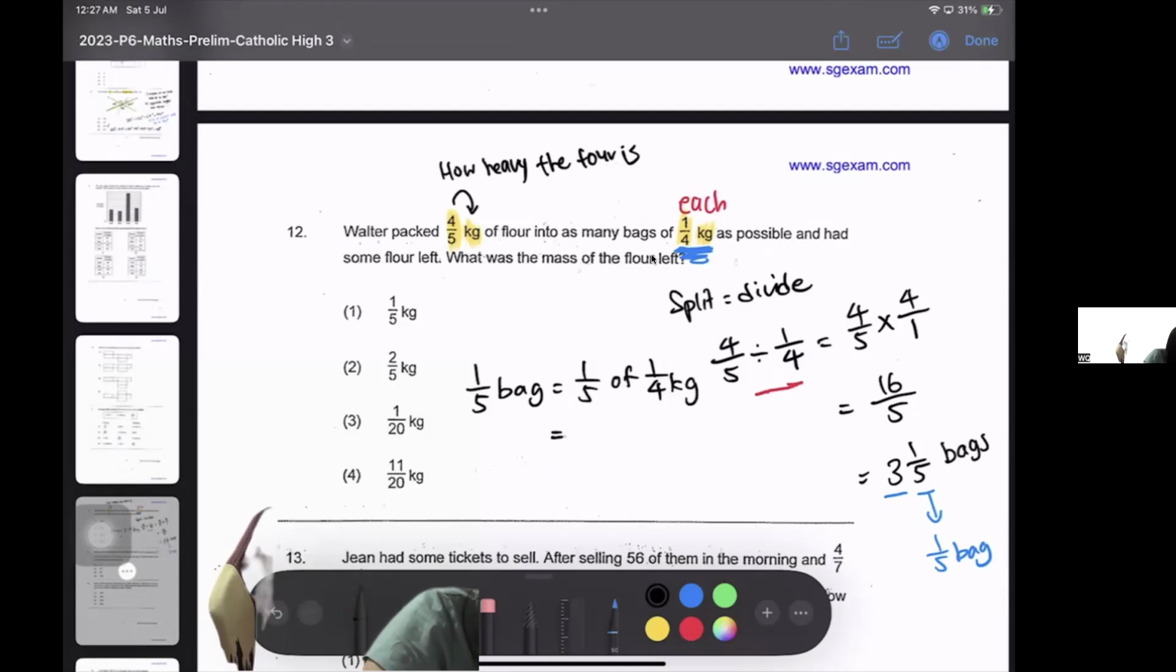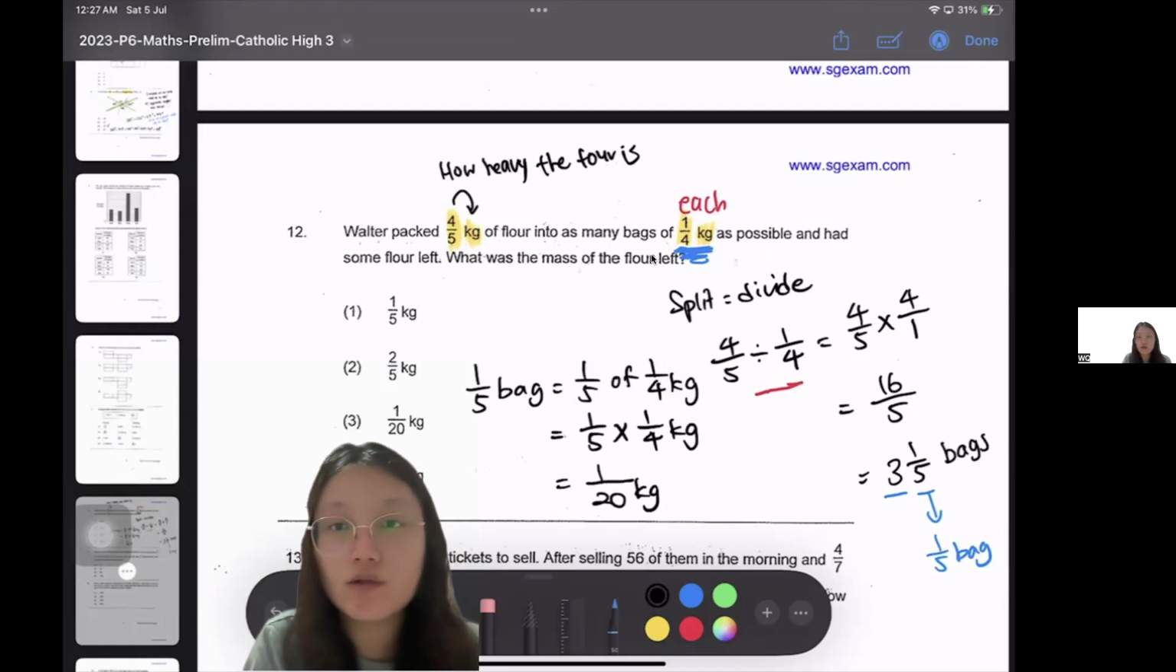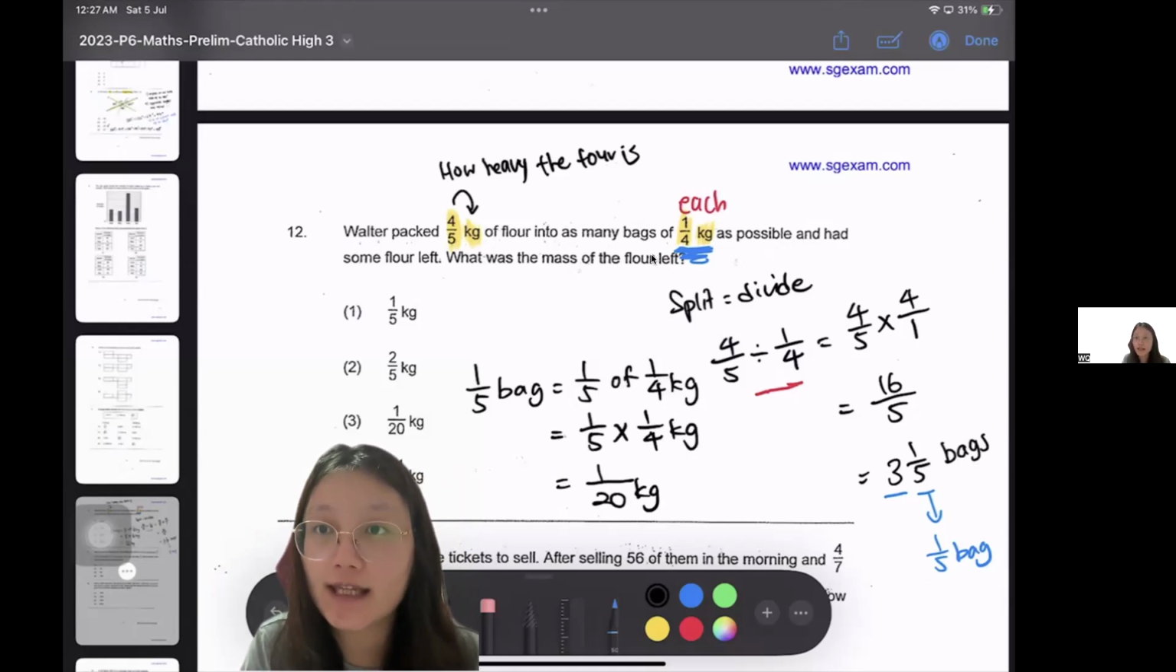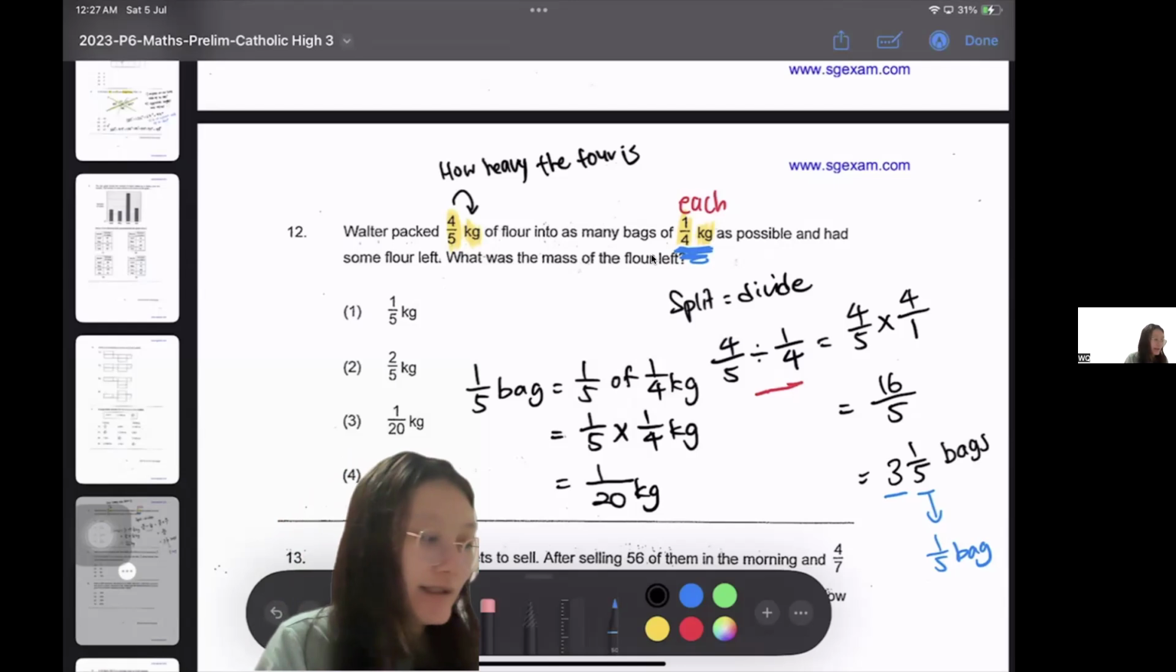So anything that is "of" is a times. So 1/5 times 1/4 kg, that is 1/20 kg. So that is your answer. This is the first way, which is understanding that this is 1/5 of a bag, and in each bag there is 1/4 kg. So 1/5 of a bag is the same as 1/5 of 1/4 kg, which is 1/5 times 1/4 kg, because anything that is "of" means it's a multiplication. So in the end, you get 1/20 kg.